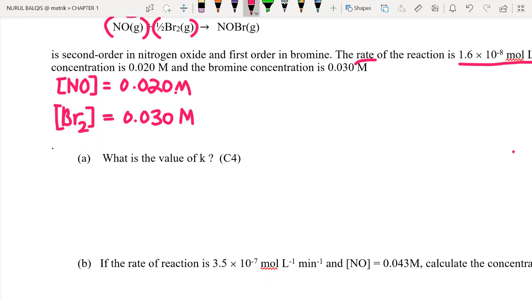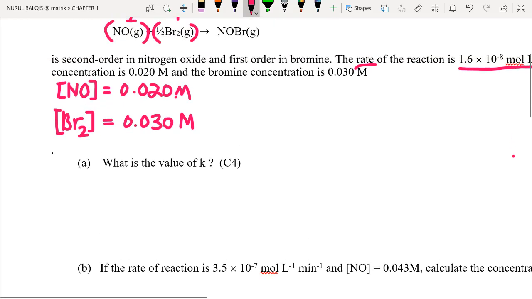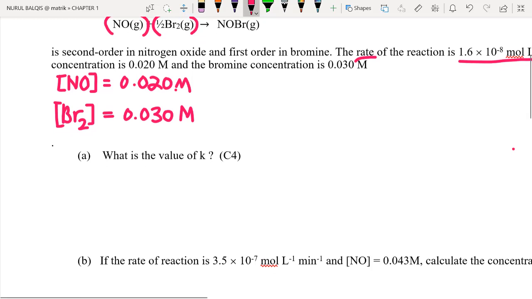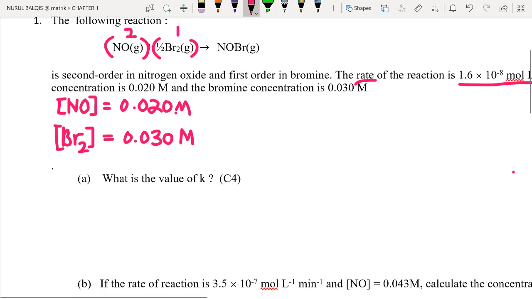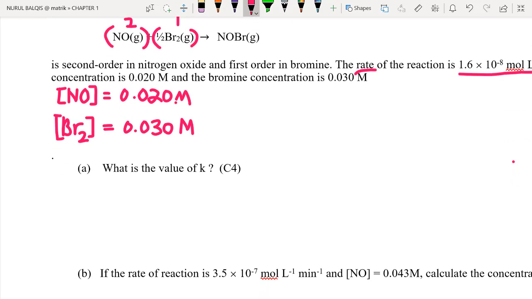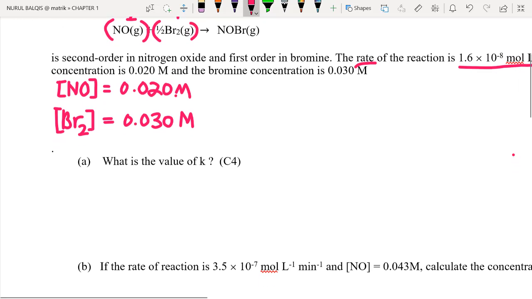So how could we calculate this K? K is the rate constant. So where can you find K? Can we find K in the rate of reaction formula? Nope. Can we find it in the differential rate equations? Also nope. Can we find it from the rate law? Yes, we can. The rate law is a relationship where rate is equal to the rate constant times the concentrations raised to some powers. Now we have reactants NO and also Br2, so we need to write the rate law.